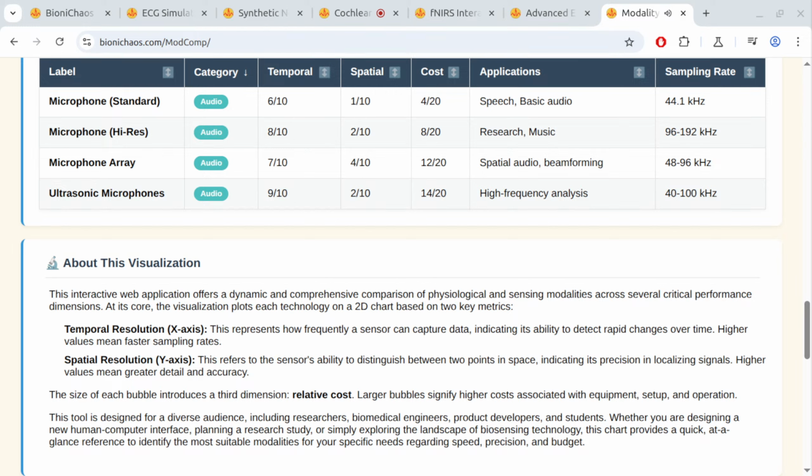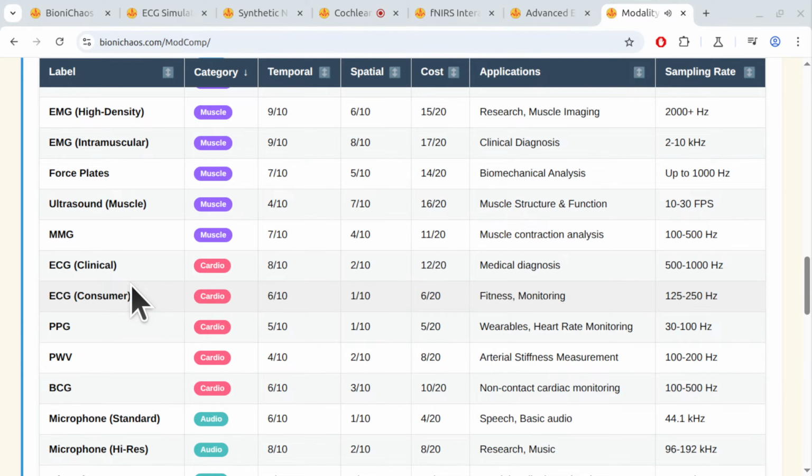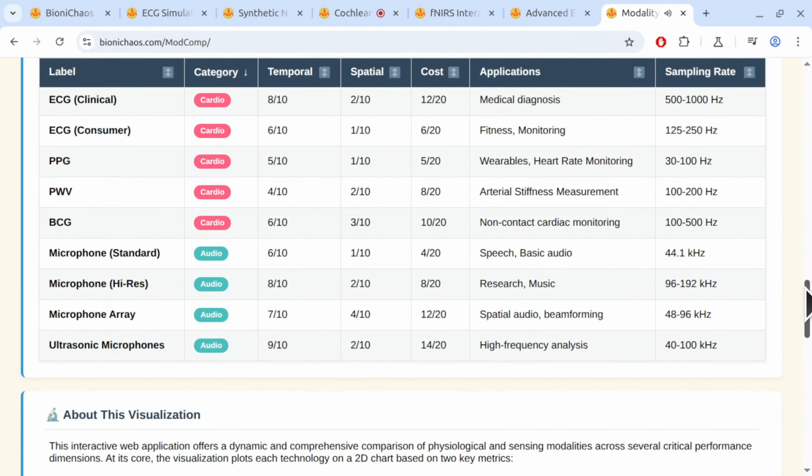Exactly. But then there's the ECG, clinical. That steps up to 8 temporal, 2 spatial, and 12 cost. So faster, a bit better spatially, and double the cost. Why the jump for clinical use? Because for serious medical diagnosis, every beat really counts. Those subtle changes in the ECG waveform, tiny abnormalities that a consumer device would miss. Those could be crucial for diagnosing a heart condition early.